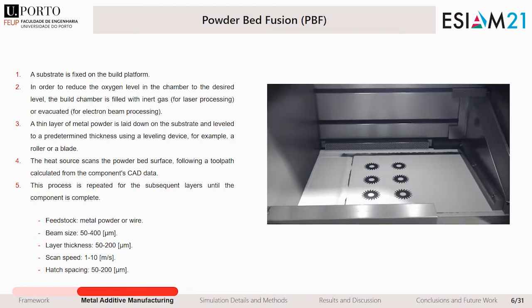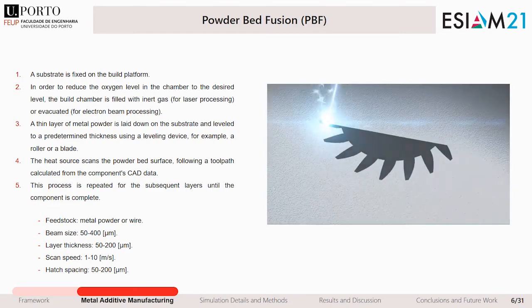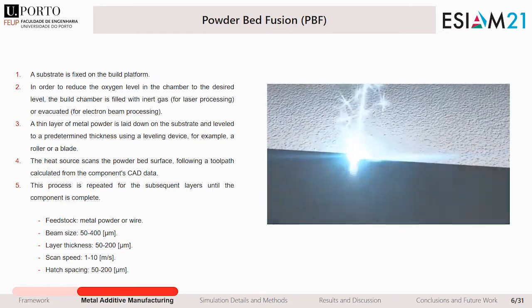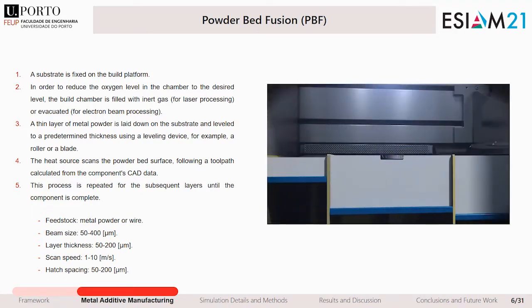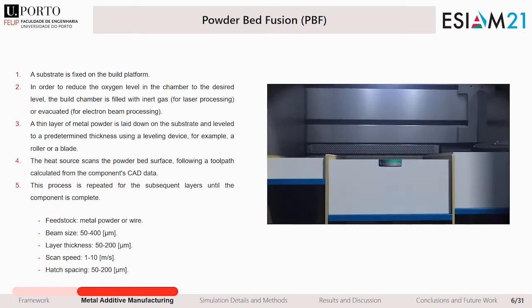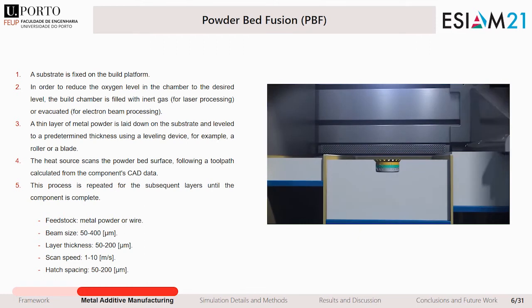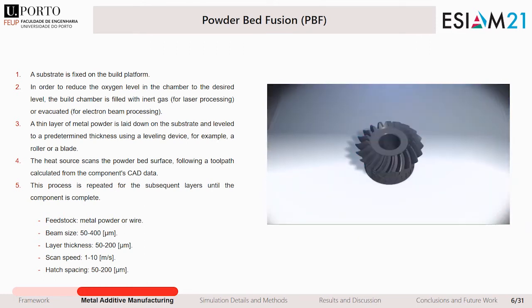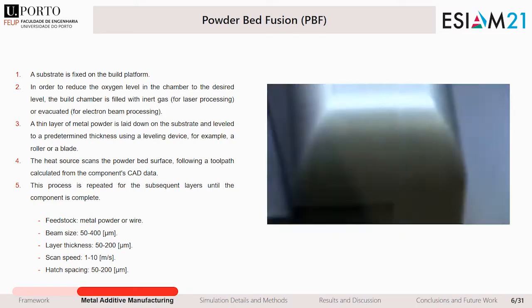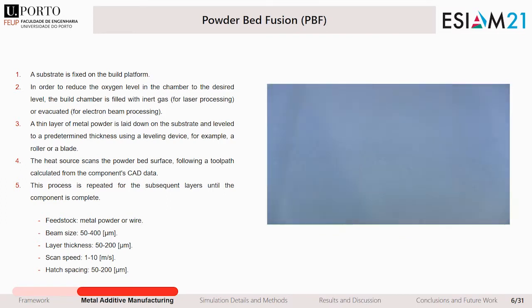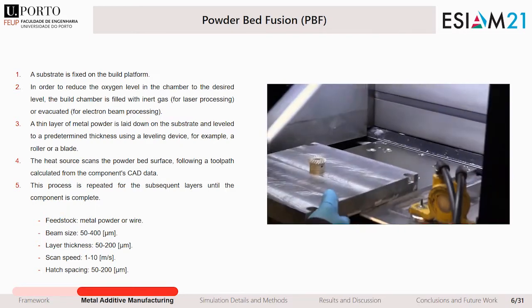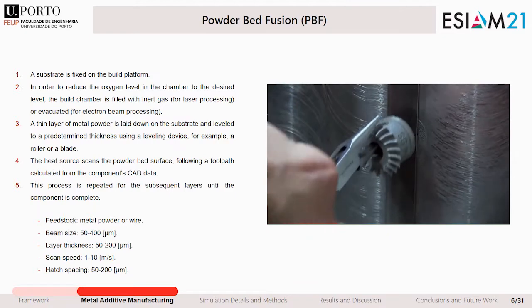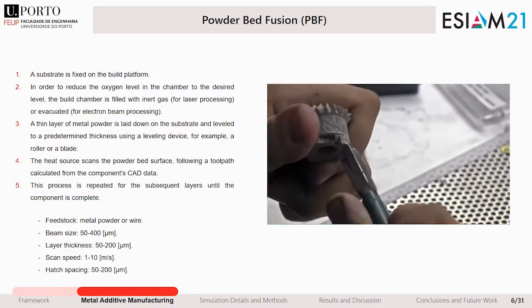This slide tries to explain how powder bed fusion works. A substrate is fixed on the build platform. In order to reduce the oxygen level in the chamber to the desired level, the build chamber is filled with inert gas. A thin layer of metal powder is laid down on the substrate and leveled to a determined thickness using a leveling device, as for example a roller or a blade. The heat source scans the powder bed surface following a tool path calculated from the component's CAD data. This process is repeated in the subsequent layers until the component is complete.